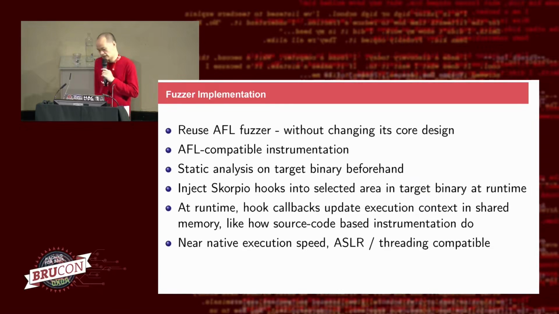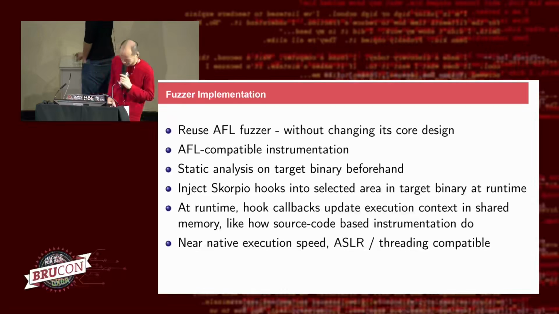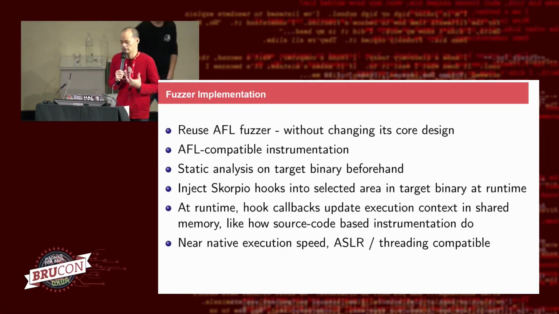And at runtime the hooks instrumented by Scorpio just update the execution context, like in the typical scenarios in fuzzing. So we update the shared memory whenever we reach some basic block, for example, so the fuzzer knows what's going on. And because we use a very lightweight Scorpio DBI, as a result, our fuzzer runs at near native speed, very fast.